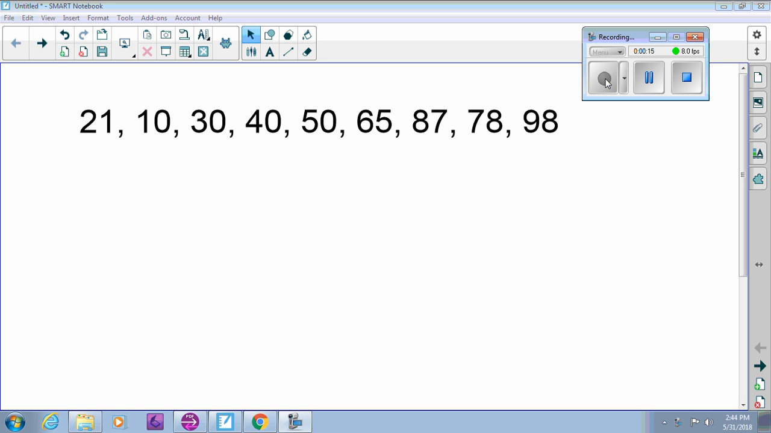Tomorrow you're going to have a quiz on the measures of center, what makes a statistical question a statistical question, are those questions numerical or categorical, what's the shape of the data, and then measures of variability.